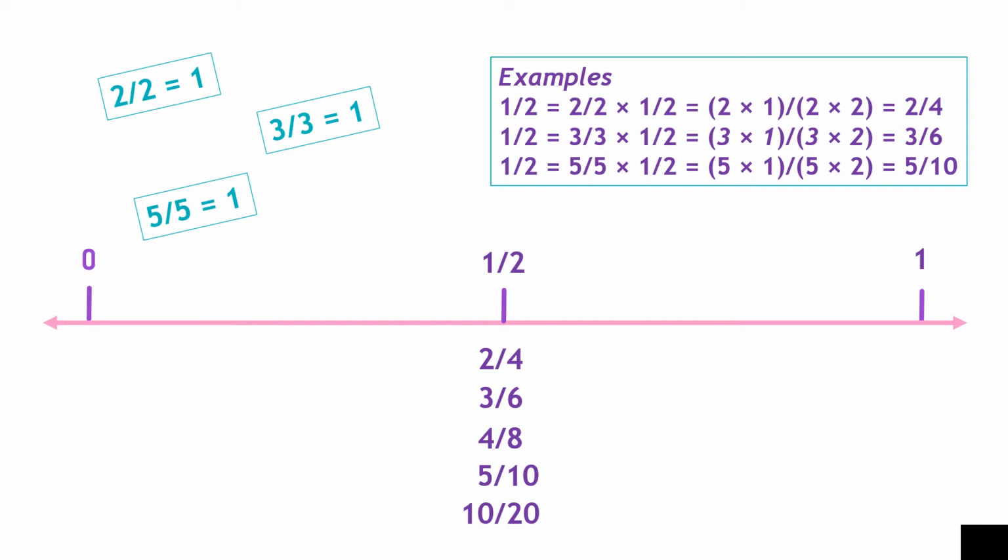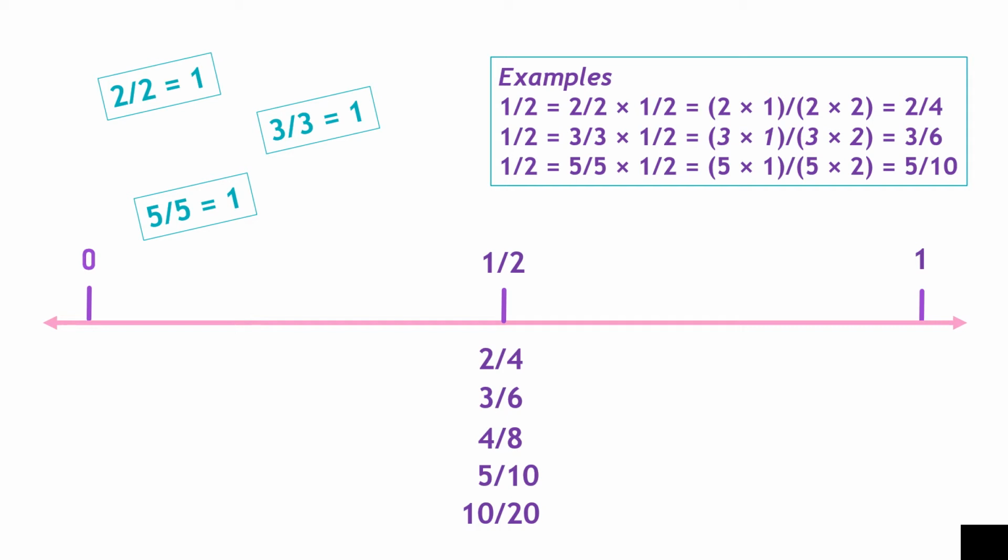Let's multiply 1/2 by 1 in the form of 3/3. 1/2 times 3/3 equals 3/6. That means that if we divide a unit into 6 equal parts, we have 3 of them. And look at where 3/6 is on the number line. 3 of 6 is the same as 1 of 2. 3/6 equals 1/2.